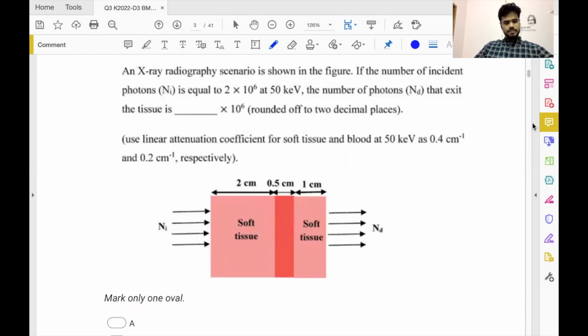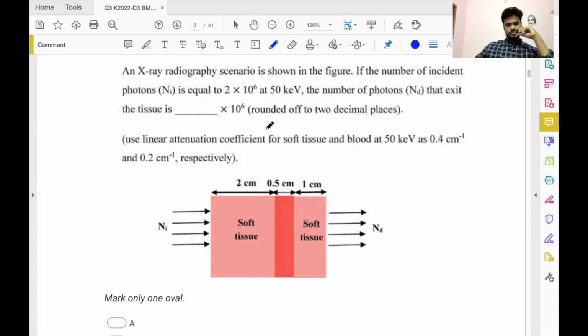Sir, I was able to do this, but I had a doubt. Yeah, explain what you did and the doubt. So the formula for this is the basic formula: N is equal to N_i e raised to the power minus mu x, where N_i is the number of incident photons, and mu is the linear attenuation coefficient, which is specific for the soft tissue and the blood.